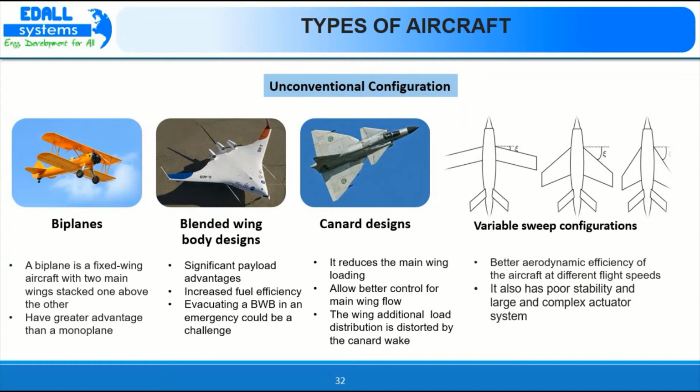Then we have canard designs. They reduce the main wing loading and allow better control of the main wing flow because the canard wings are placed just before the main wings. Then we have variable sweep configuration. This provides better aerodynamic efficiency of the aircraft at different flight speeds. It also has poor stability and a complex actuator system. Generally we see this kind of configuration in fighter jets where the wings are swept back or swept forward based on the application.